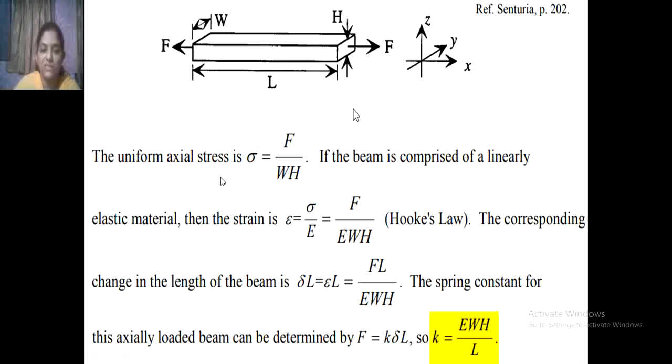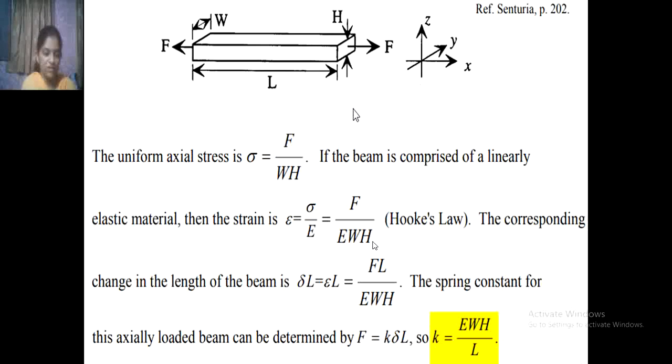The uniform axial stress is sigma equal to F upon WH. If the beam is comprised of a linearly elastic material, then the strain is epsilon equal to sigma upon E equal to F upon EWH. That is Hooke's law. The corresponding change in the length of the beam, delta L, is equal to epsilon times L, equal to FL divided by EWH.